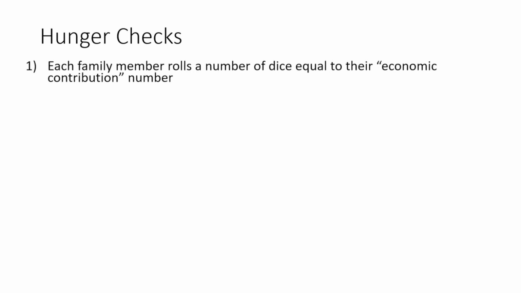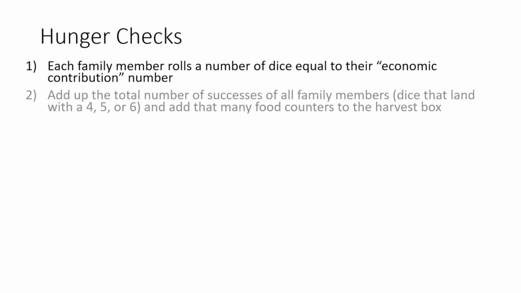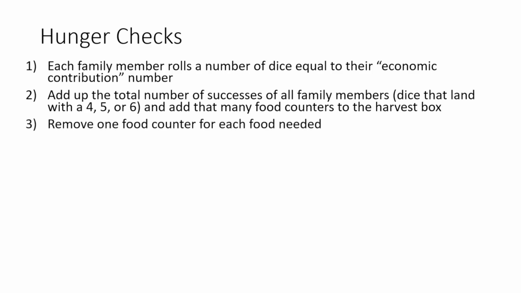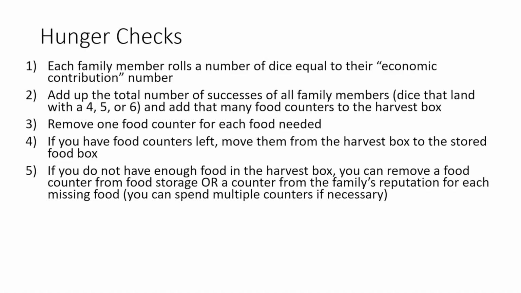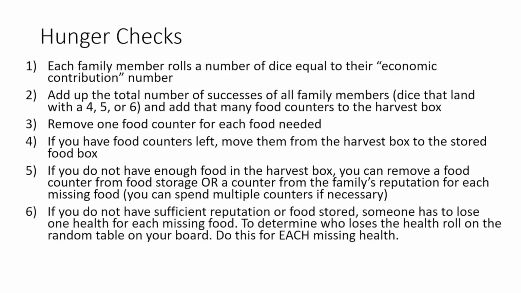Each family member rolls a number of dice equal to their economic contribution number. You add up the total number of successes of all family members and add that many food counters to the harvest box. Remove 1 food counter for each food needed. If you have food counters left, move them from the harvest box to the stored food box. If you do not have enough food in the harvest box, you can remove a food counter from food storage or a counter from the family's reputation for each missing food. If you do not have sufficient reputation or food stored, someone has to lose 1 health for each missing food. To determine who loses the health, roll on the random table on your board. Do this for each missing health. If anyone dies, let your instructor know.